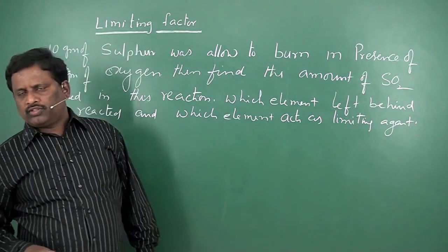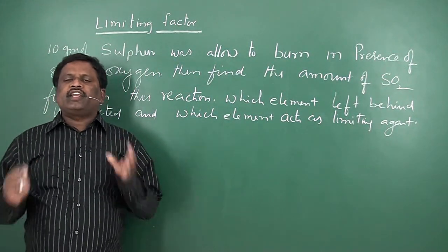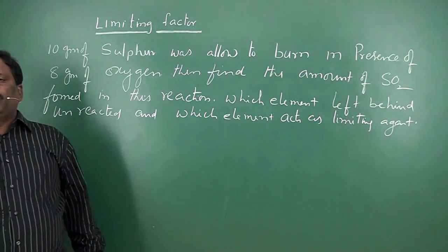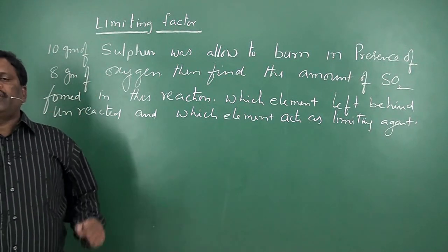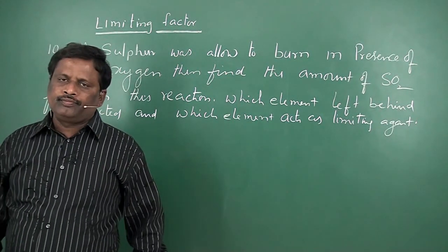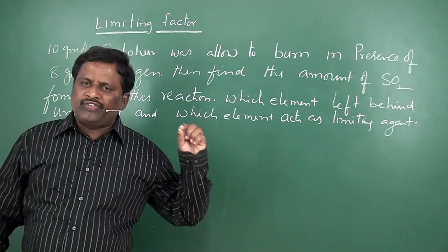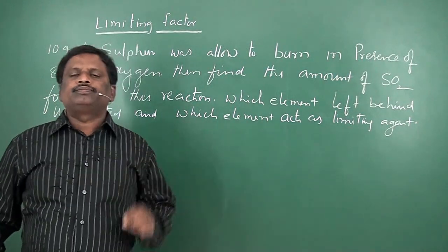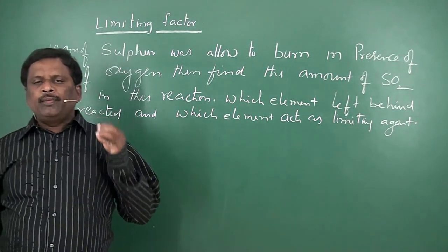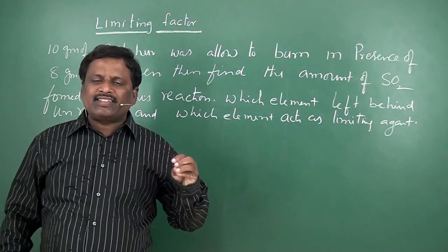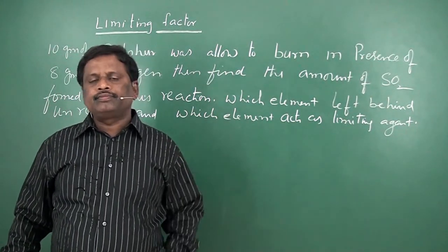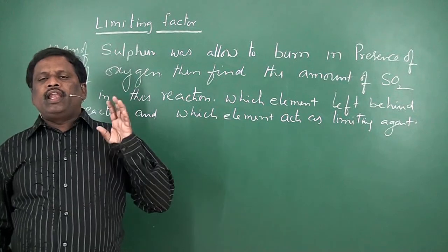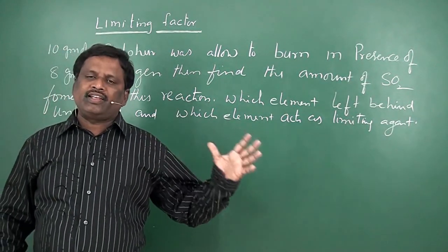So here this is the question. 10 grams of sulfur was burned in presence of 8 grams of oxygen. What is the amount of sulfur dioxide formed? Which element will act as a limiting agent? And which element is left behind unreacted?